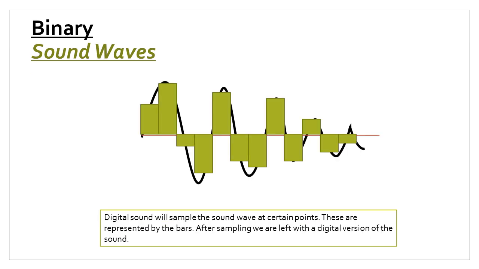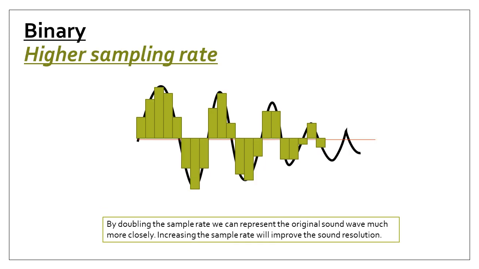Digital sound will sample the sound wave at certain points. These are represented by these bars. So after sampling, we are left with a digital version of the sound. The analog one is the smooth wave, the digital one is the green bars, because obviously we can only represent ones and zeros or values like that. If we use a higher sampling rate, or like double it for example, we can represent the original sound wave much more closely. Increasing the sample rate will improve the sound resolution or the sound quality.